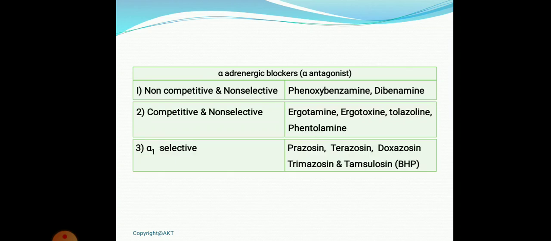Alpha 1 selective, this is more important from the clinical point of view. They selectively block alpha 1 receptors. Remember, the prominent location of the alpha 1 receptor is on the vascular smooth muscles. It produces vasoconstriction, so if you block the alpha 1 receptor, it can produce vasodilatation. Examples of drugs: prazosin, terazosin, doxazosin, trimazosin, and tamsulosin. Tamsulosin is given separately because it is the drug of choice for BPH, benign hyperplasia of the prostate gland. Alpha 2 selective, only veterinary uses: yohimbine and rauwolscine.